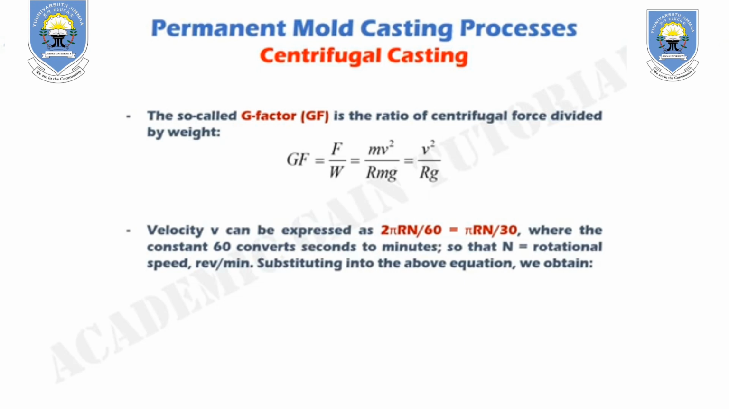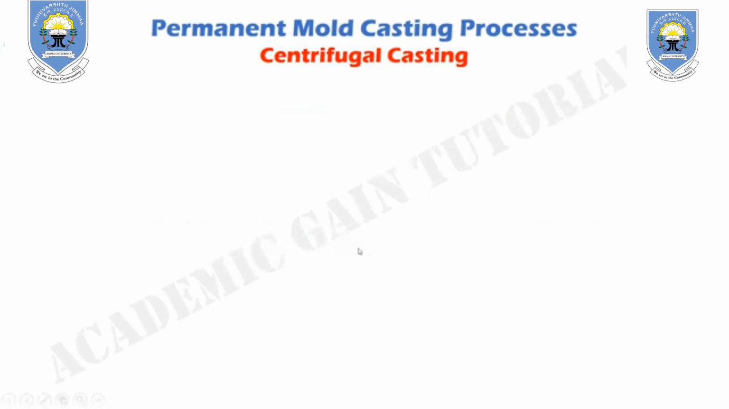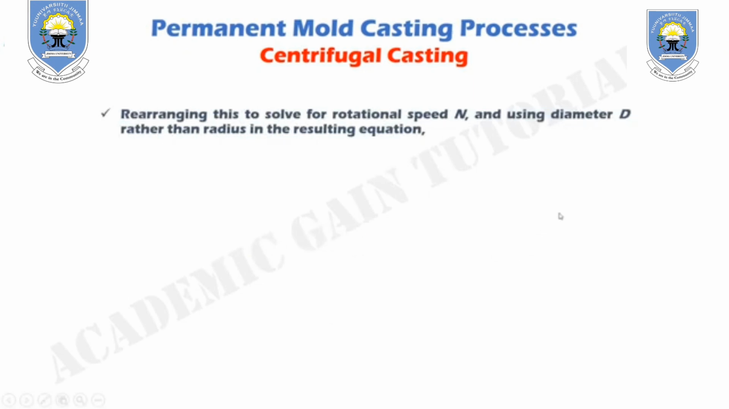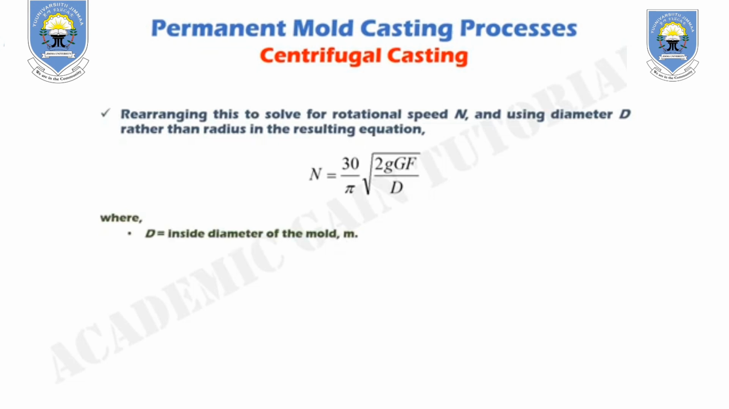Substituting into the above equation, we obtain Gf equals (pi n divided by 30) squared times r divided by g. Again, rearranging this to solve for rotational speed n, and using diameter d rather than radius in the resulting equation, n equals 30 divided by pi times the square root of 2 g Gf divided by d, where d represents the inside diameter of the mold in meters.